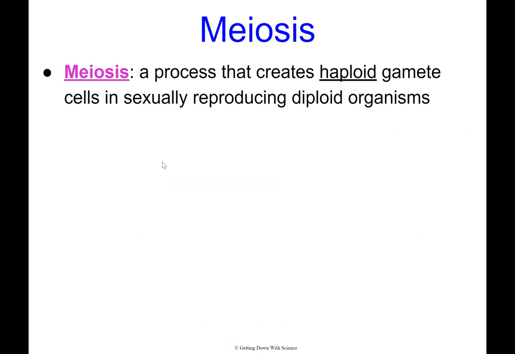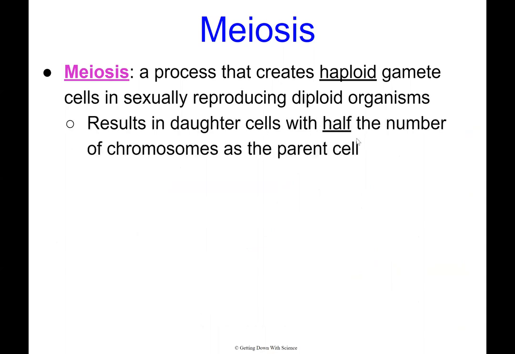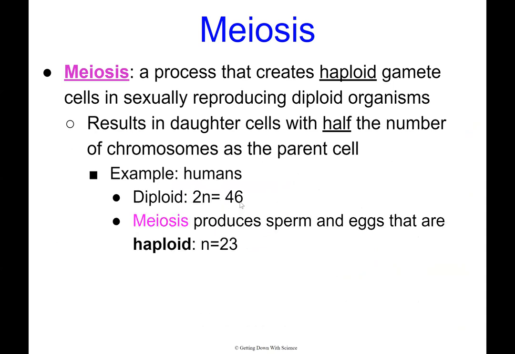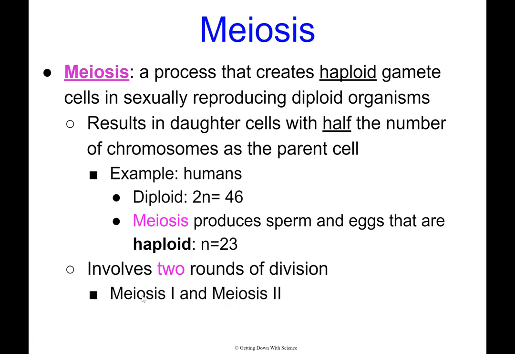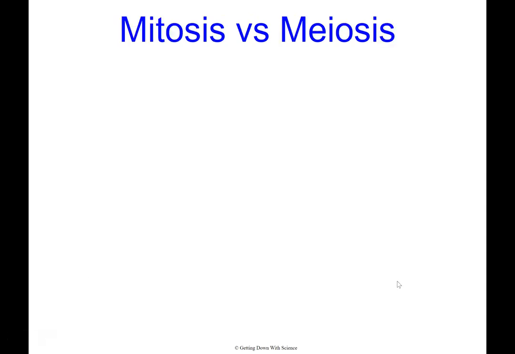So meiosis is a process that creates haploid gamete cells in sexually reproducing diploid organisms. We get a daughter cell with half the number of chromosomes as the parent. So for example, in humans, our diploid is 2N, which is 46. Meiosis produces sperm and eggs that are haploid, or N, 23. So typically there are 2 rounds of division with this, meiosis 1 and meiosis 2.